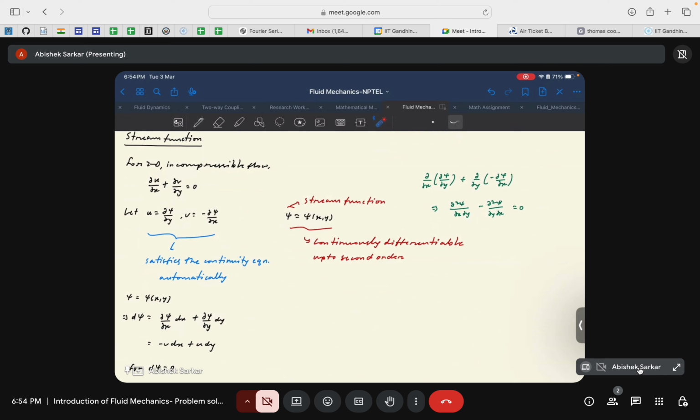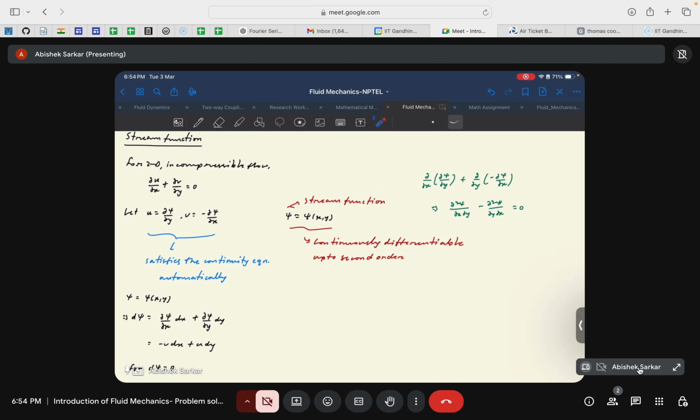So by definition, we define u as ∂ψ/∂y. The x velocity component is defined as ∂ψ/∂y, and the v velocity component, or the y velocity component, is defined as -∂ψ/∂x. Okay, and ψ here is the stream function, which is a function of x and y.